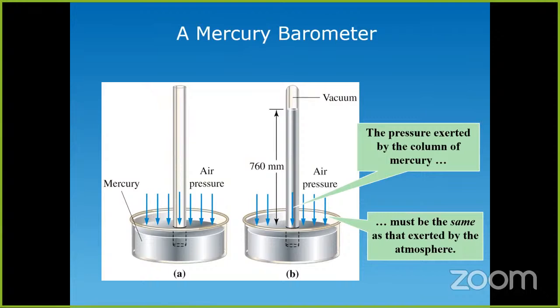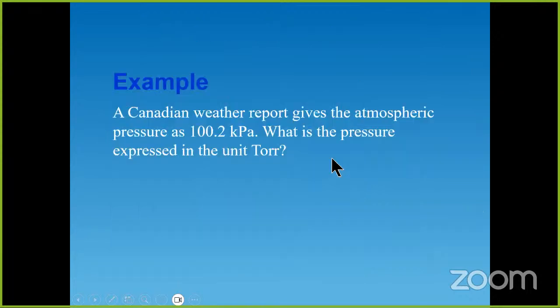So therefore, what they have decided to do is define that 1 atmosphere, which would be the pressure exerted on the surface of the mercury outside of the tube, is equal to 760 millimeters of mercury inside the tube, all right? So that's how the mercury barometer works, okay? Now let me quickly go through this example here.